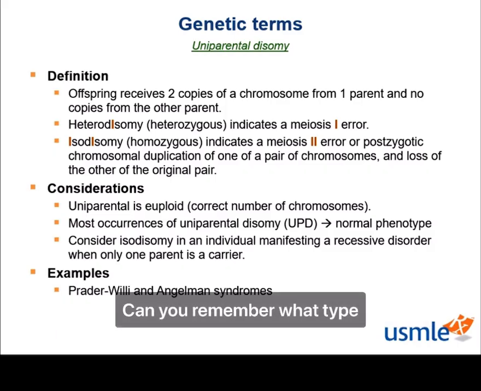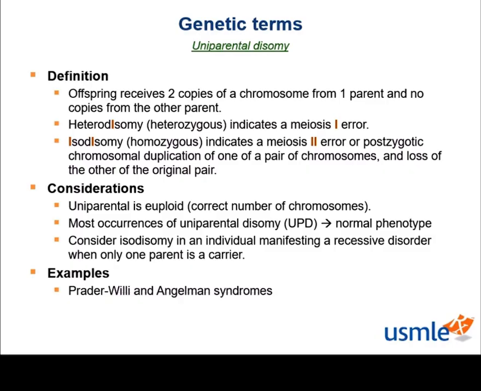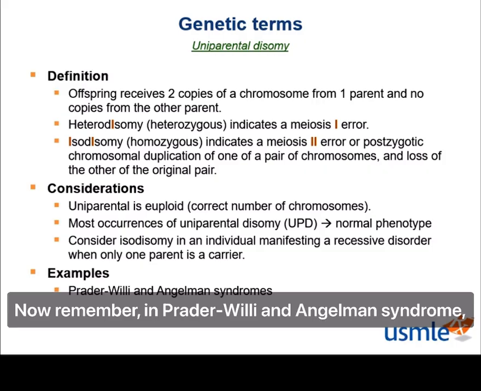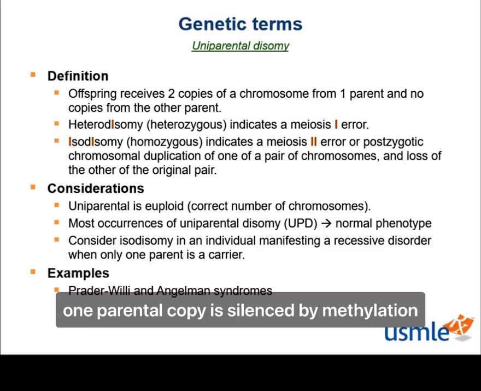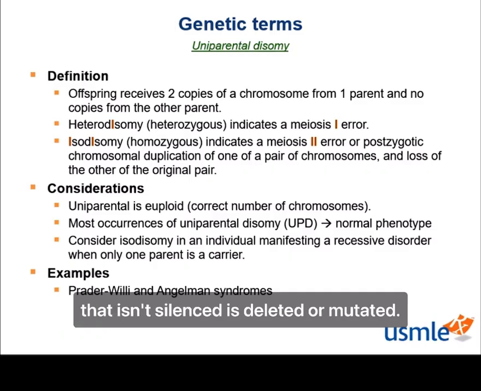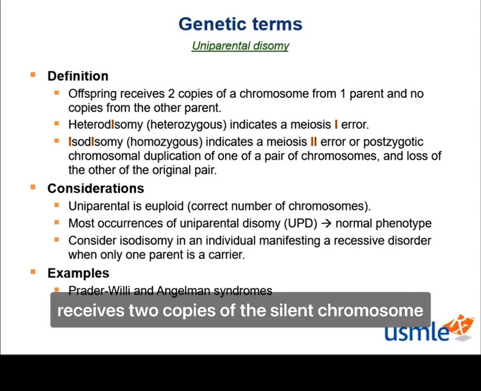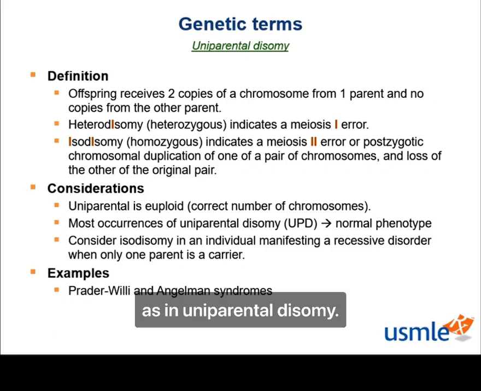Can you remember what type of genetic disorders these are? You're right if you're thinking of imprinting. Now remember, in Prader-Willi and Angelman syndrome, one parental copy is silenced by methylation, and the syndrome occurs when the copy that isn't silenced is deleted or mutated. They could also occur if the offspring receives two copies of the silent chromosome, as in uniparental disomy.